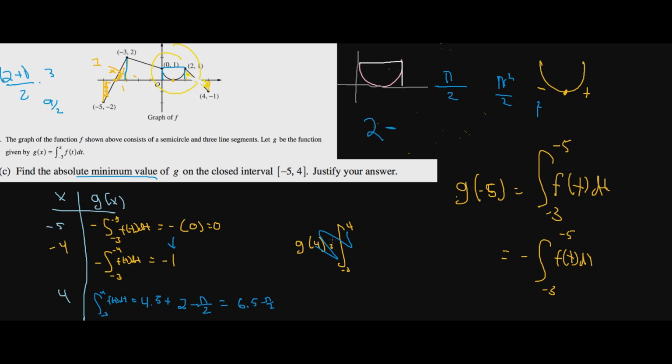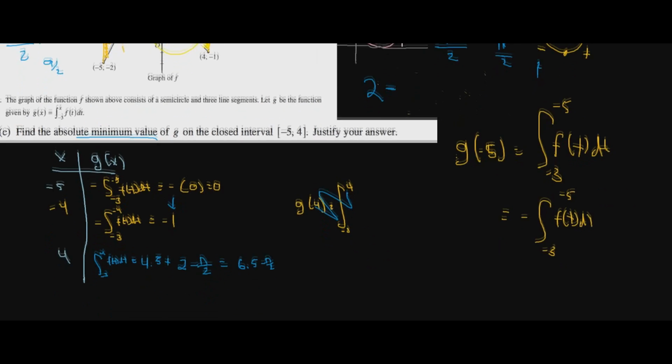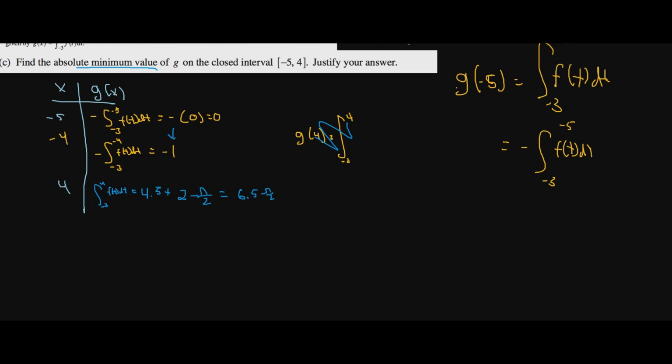So we can now go ahead and say this. Give me 1 second here. I just had to change my pad real fast because it was being weird. There it is. Okay, so the absolute minimum value of g on the closed interval, -5, 4. So writing this whole thing down, the absolute minimum value of g on the closed interval is -1. Because it's asking for value, that's the y value.